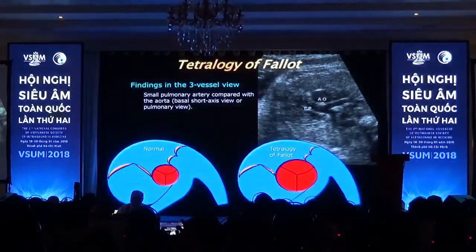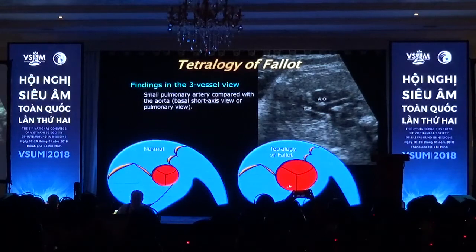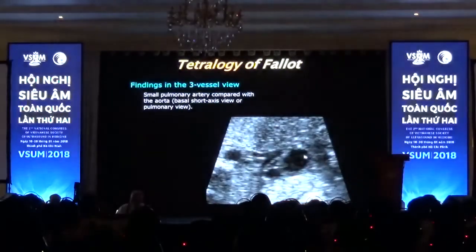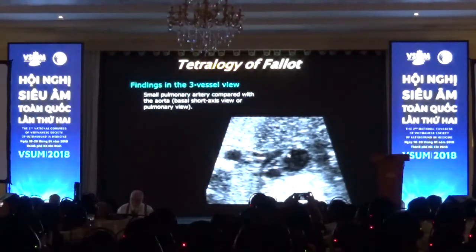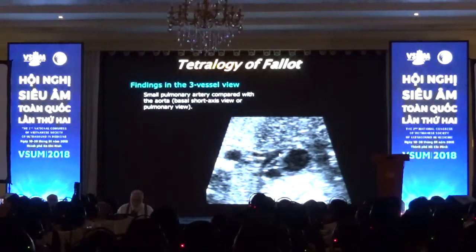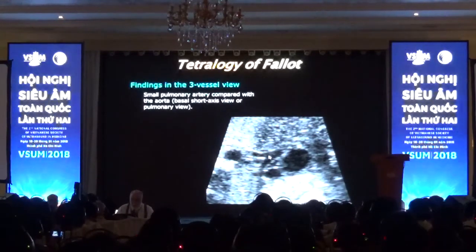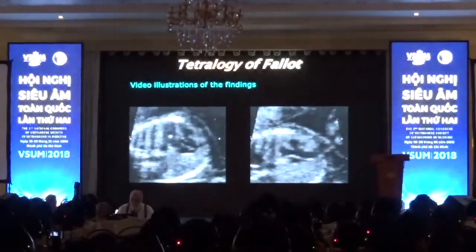So you can also do the short axis view to compare the size of the aorta to the pulmonary, and in tetralogy you will see a larger aorta and a smaller pulmonary. This is another three-vessel view, an aorta which is massively larger than the pulmonary. And when you see that, you want to do Doppler, because you want to see whether the flow in the pulmonary is forward or whether it's retrograde. Okay, so important to see for the prognosis and the management of this baby.